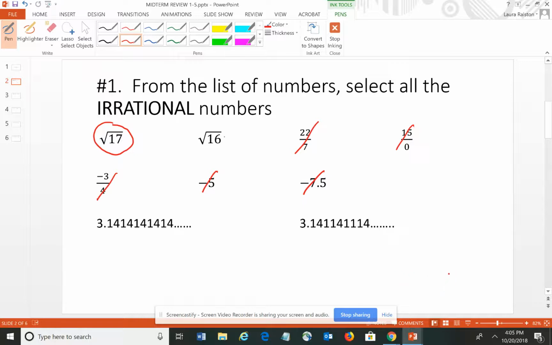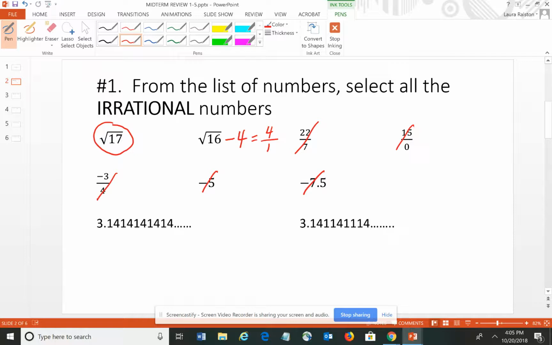Square root of 16, you may think, well, oh, it's a square root, so it's got to be irrational. But that's not true because 16 is a perfect square, and I can write 4 as a fraction by putting 4 over 1. So the square root of 16 could be written as a fraction and is therefore not irrational. Then I have these 2 decimal numbers down here.